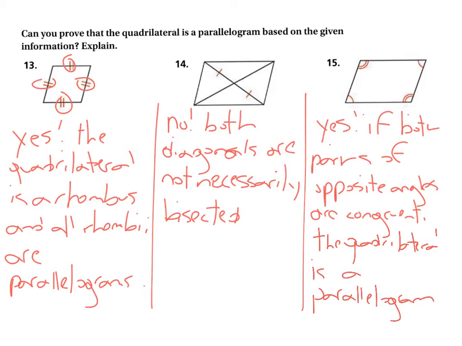So yes, if both pairs of opposite angles are congruent, the quadrilateral is a parallelogram. So 13 and 15, yes. 14, no, not necessarily. And what they're asking for yes or no is, can you prove it based on the information? And no, I can't prove it. Can't say no, it's not. I just can't.